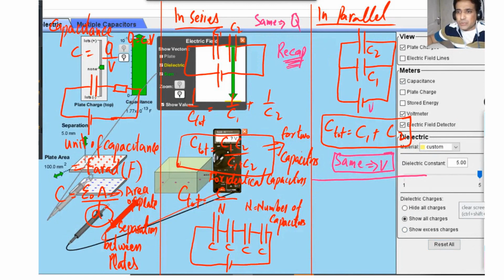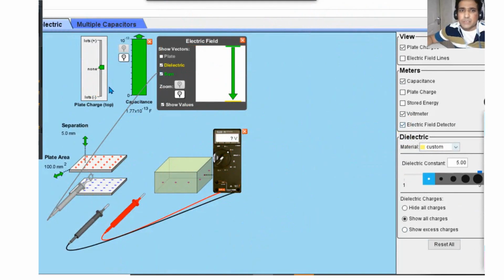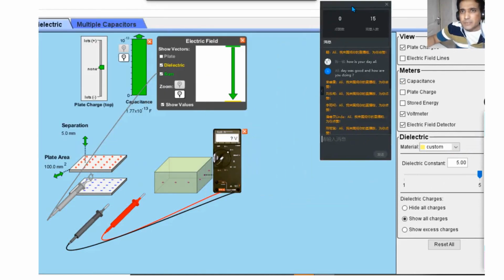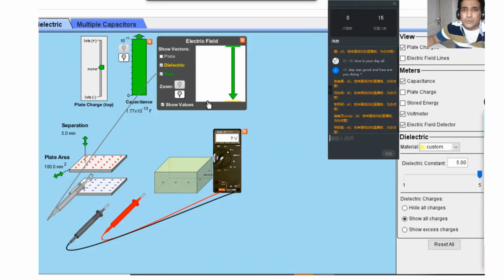Okay, so here you can see now. Look at this one. We have a power supply. Let me move this one to one side. I will just place it here for a while. So now you can see we have a battery here and we have a capacitor here. So I will connect this battery like this.